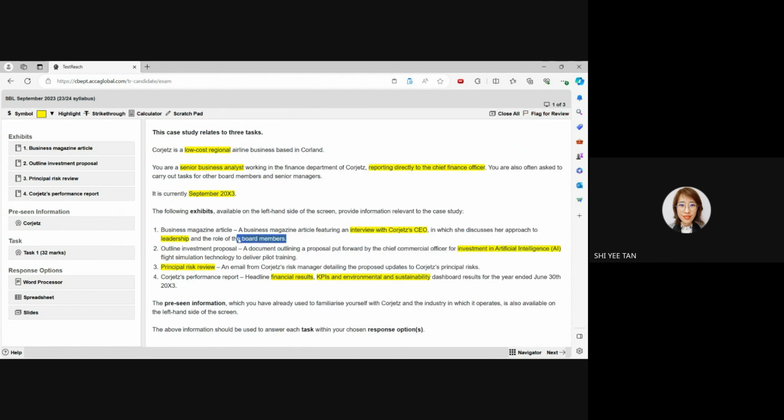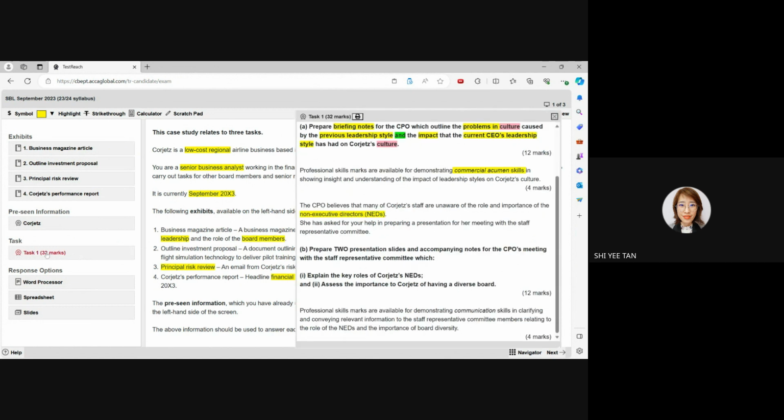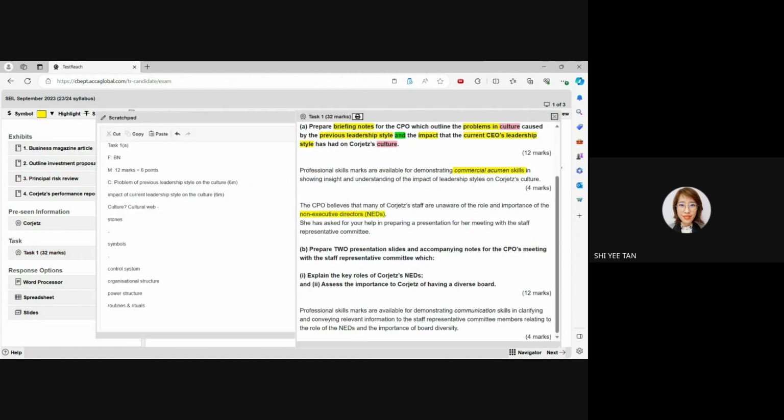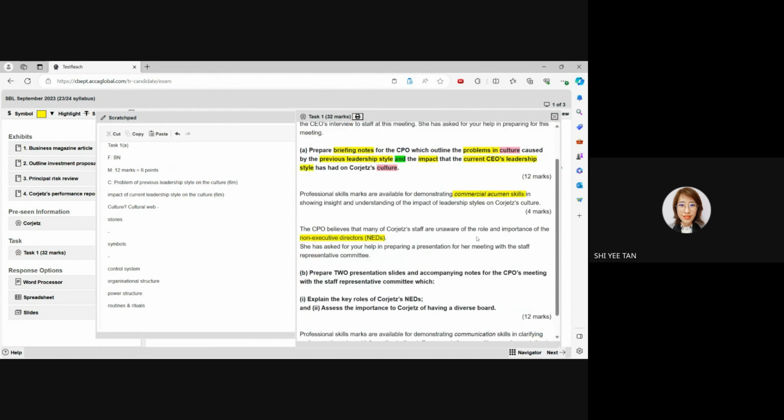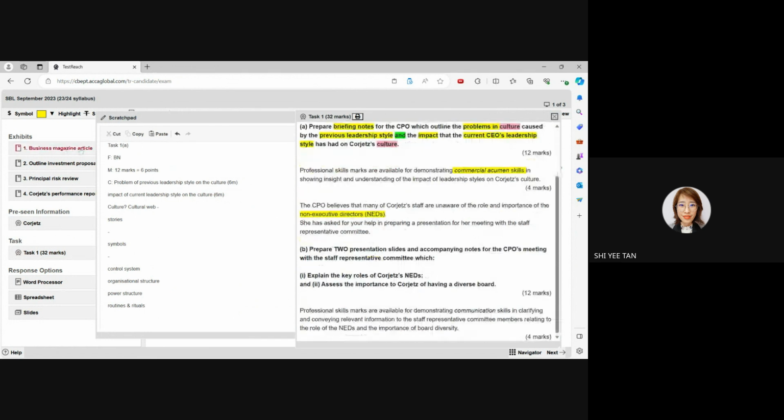Yeah, still number one. I hope you agree. Right, still number one, that we can see some information. So it is quite sure task number one, we will look at exhibit number one to answer the question. Good. She has asked for your help in preparing a presentation for a meeting with the staff representative committee.